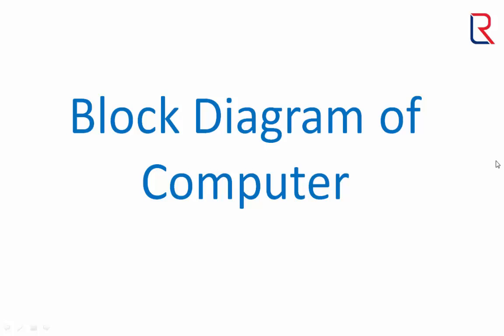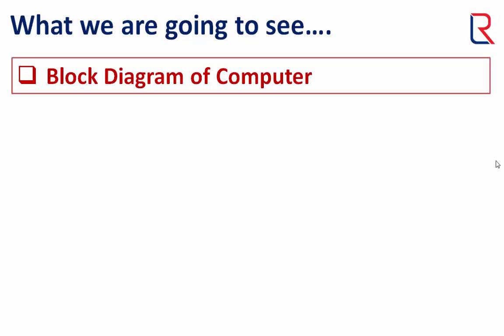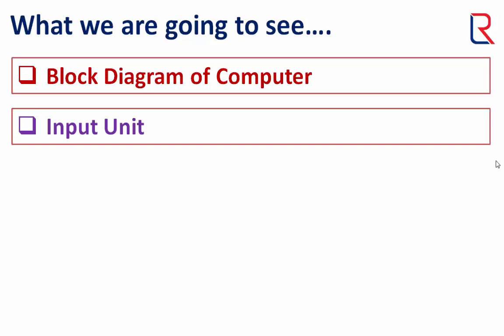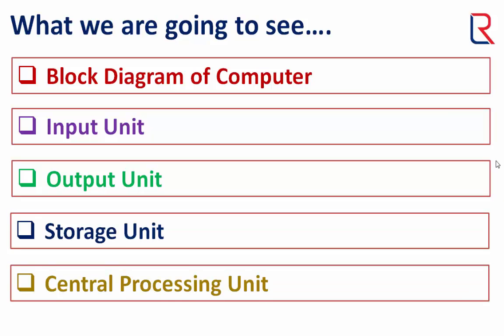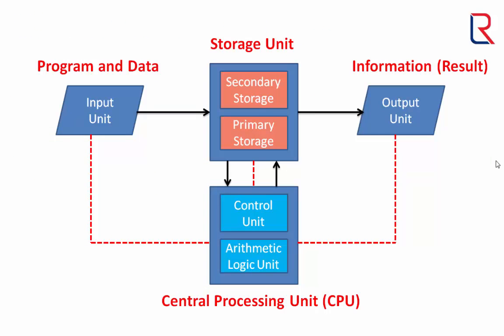In this video, what we are going to see is the block diagram of a computer: input unit, output unit, storage unit and central processing unit. So this is the block diagram of a computer, and we can also call it computer system organization. Basically, there are four parts of this system: input unit, output unit, storage unit and central processing unit.